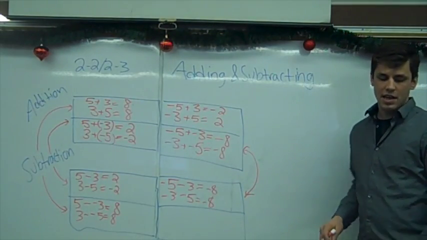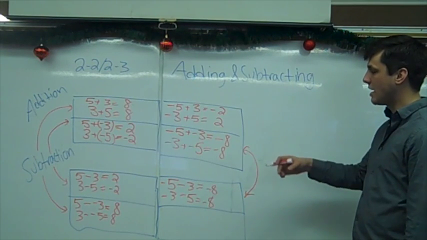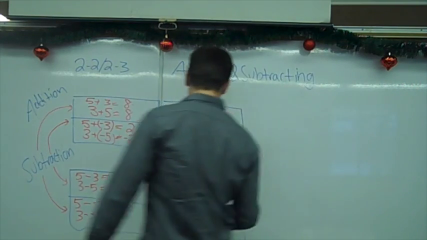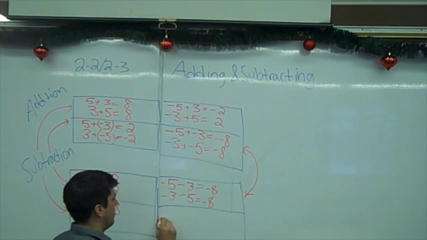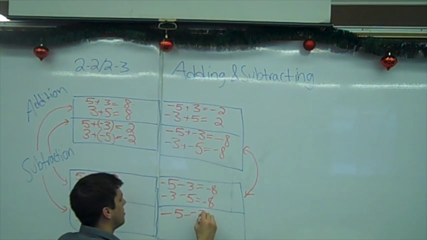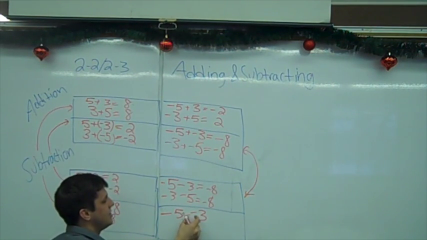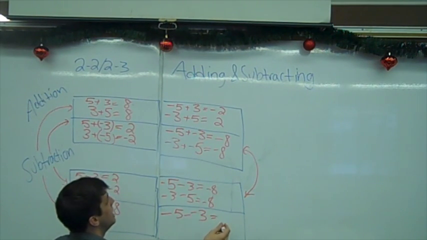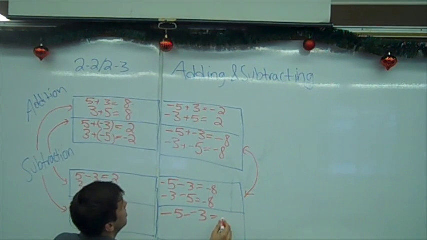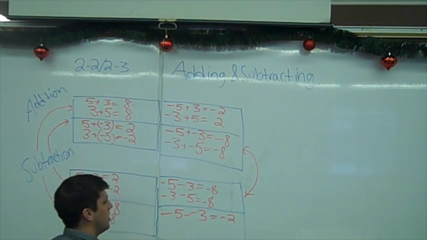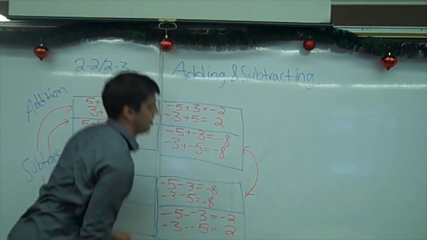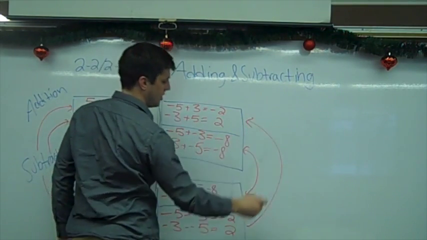The last section is a negative minus a negative number, subtracting another negative. So, for example, negative 5 minus negative 3. These two negatives make a positive. So you have minus 5 plus 3, and that's going to give you negative 2. The other way around is negative 3 minus negative 5. That'll give you positive 2. Which means this section and this section are the same.